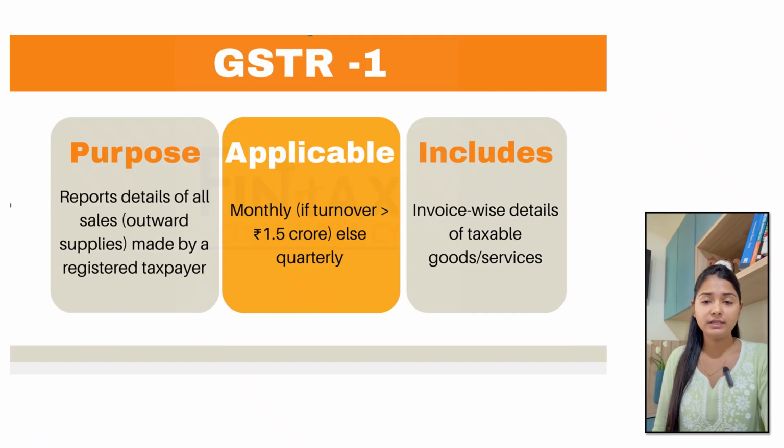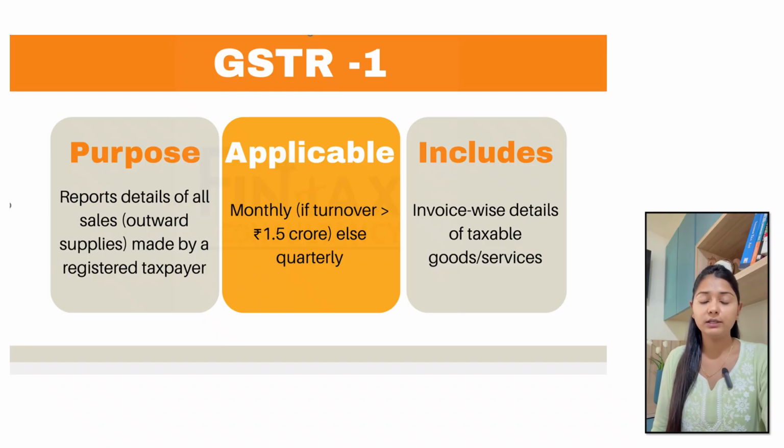Let's now talk about GSTR1, the first and most fundamental GST return. Purpose: GSTR1 is used to report all outward supplies. That means all sales made by a registered taxpayer, whether you are selling goods or providing services. This return captures the details. Applicability: if your annual turnover is above rupees 1.5 crore, you must file it monthly. If your turnover is 1.5 crore or below, you can file it quarterly.